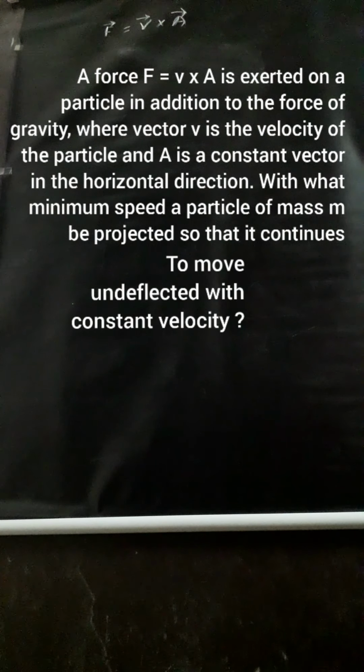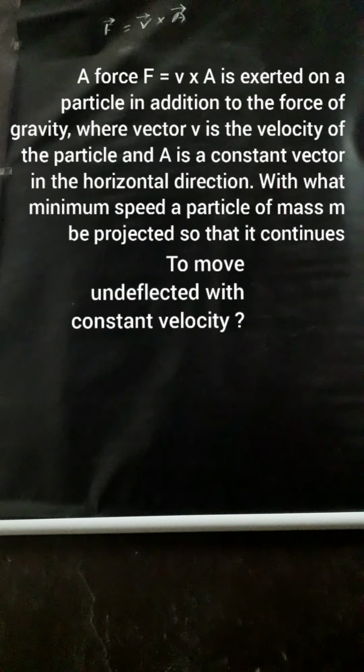A force F vector equal to V vector cross A vector is exerted on a particle in addition to the force of gravity, where V vector is the velocity of the particle and A vector is a constant vector in the horizontal direction. With what minimum speed must a particle of mass m be projected so that it continues to move undeflected with a constant velocity?